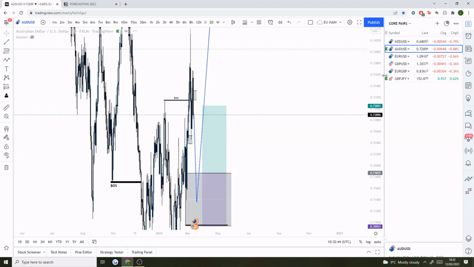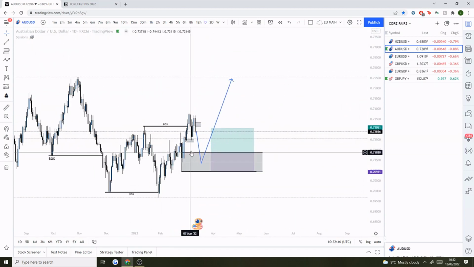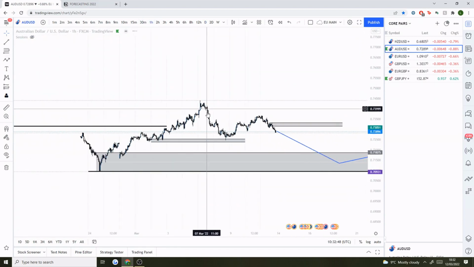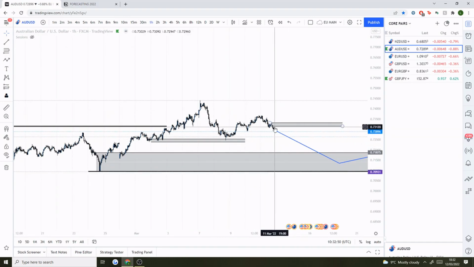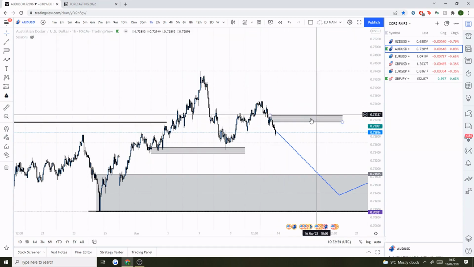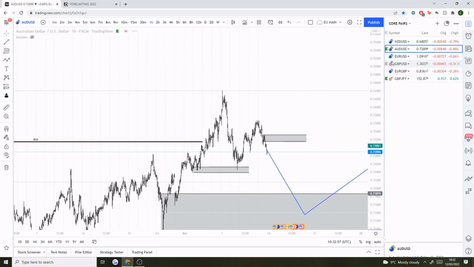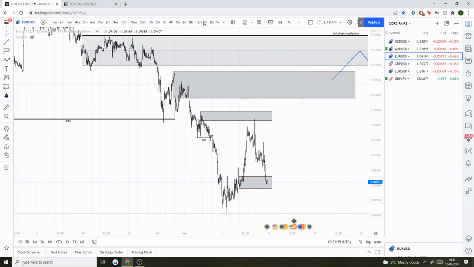So yeah, AU this week, we're looking for buys following the daily time frame, but then I'm also happy to take sells back down to that area using the hourly time frame if my trading plan's met and my trading criteria is met. Alright, so let's move on to euro dollar.